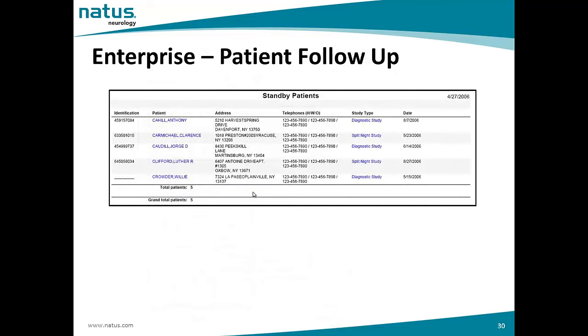This is the standby list that I mentioned earlier on. Let's say I generate a report within Enterprise, and you can see here that there's this little blue colored patient's name. Let's say I call the patient and the patient agrees to come in for tonight's study because there's a cancellation. I can click on his name and it will bring me to his profile, and that will allow me to schedule the study for him tonight immediately. So it's auto linked in Enterprise.